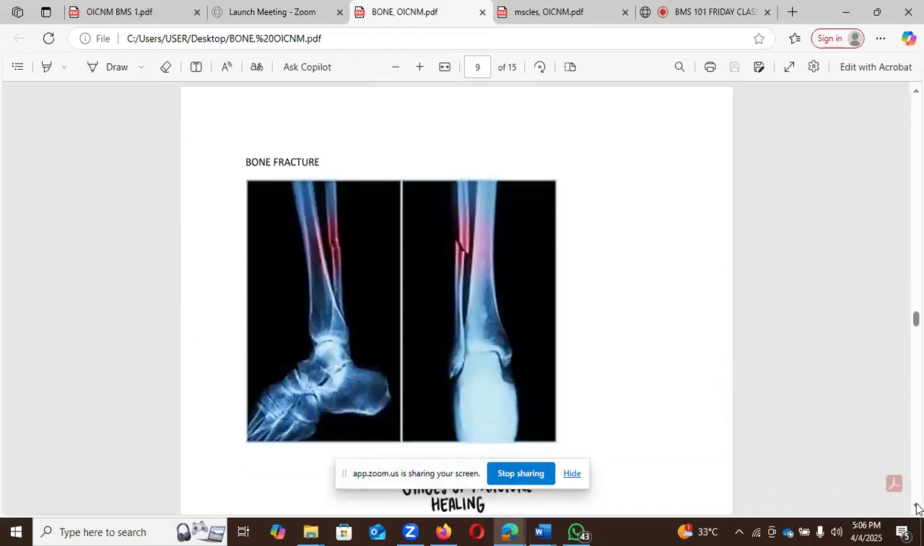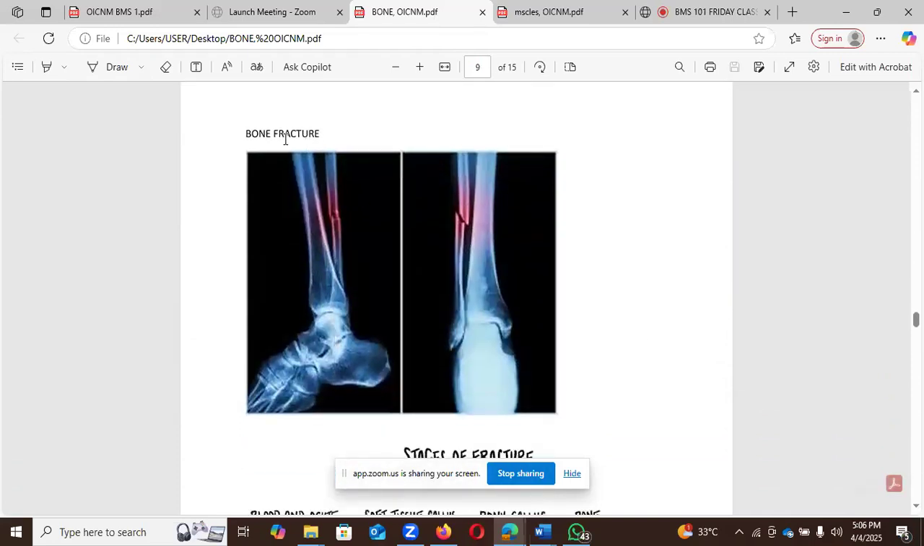Again, look at the fracture I was talking about the other time. So this is the tibia, this is the fibula. You can see that the fibula is broken. So when you have a broken bone, it's called a fracture. This is not dislocation, this is a complete fracture of the fibula. This is the tibia. You can see that the tibia is bigger than the fibula.